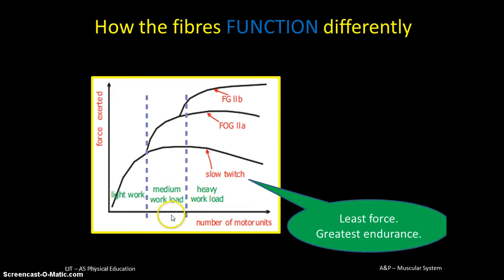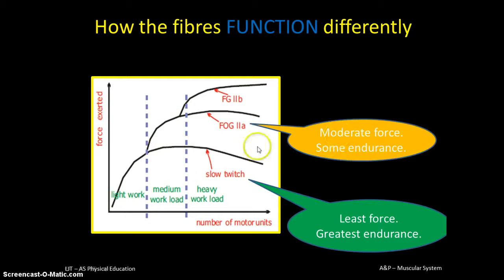During medium workload then, we might ask our fast oxidative glycolytic fibres to help out. Now our slow oxidative fibres would still try to work, but we need some additional help here from our fast oxidative glycolytic fibres, and they can generate slightly higher forces. So they can keep going for a good while, so they have moderate force and moderate endurance properties, so they can kind of do a bit of both.